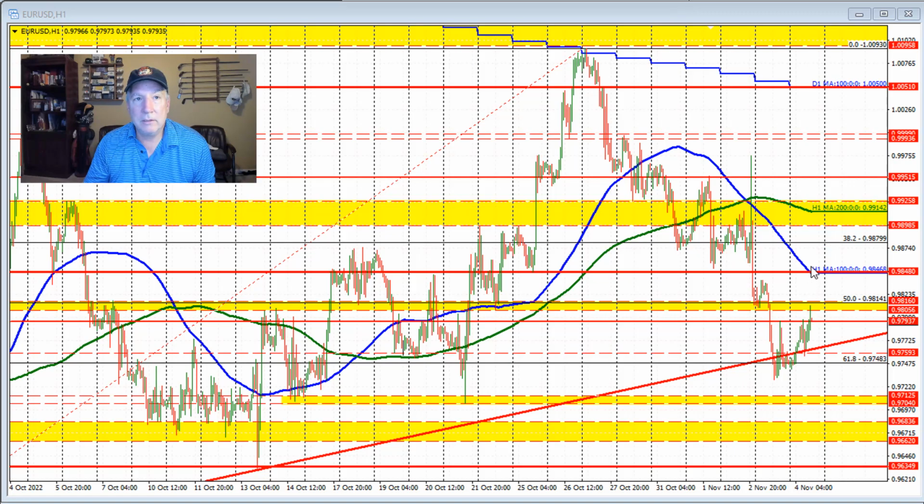Trade above it is more bullish, and then trade above the 100-hour is more bullish. On the downside, watch the trend line, watch 61.8. And this area right here and these swing areas down here become the barometer on the next targets on the downside for the euro versus US dollar. So be aware, be prepared.